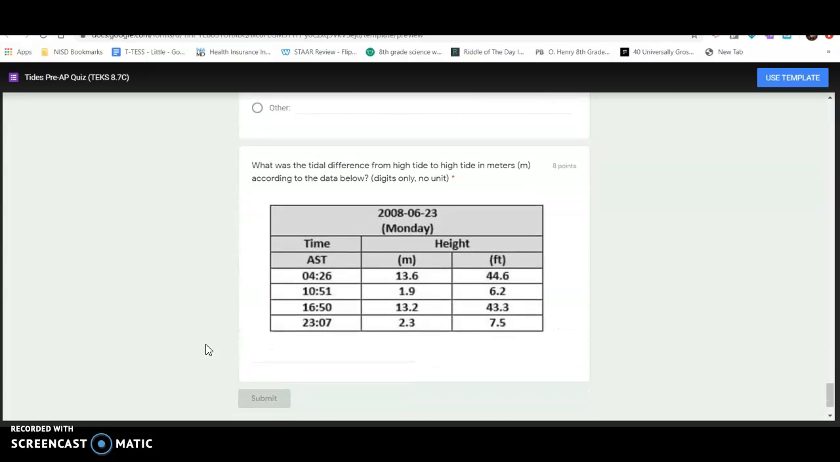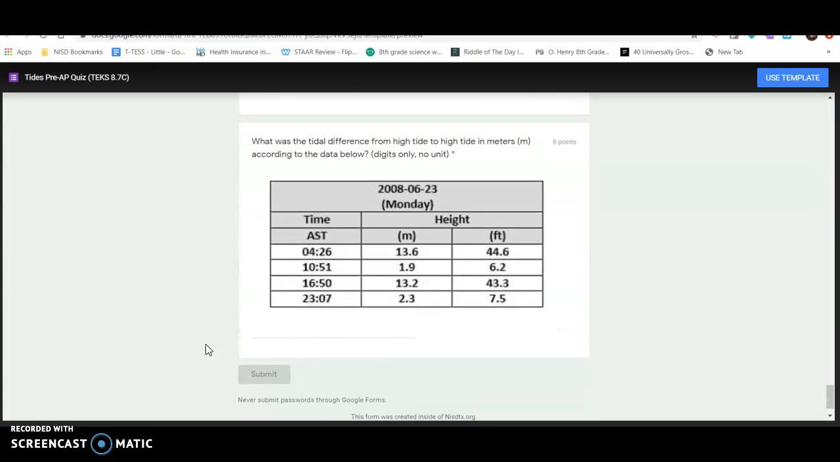Next question. What was the tidal difference from high tide to high tide in meters according to the table below? Remember, only use digits, don't use any units. Once you've gone and selected your answer, make sure you go ahead and click Submit. Again, if your score is less than a 70, make sure you go back through the resources and reattempt. Otherwise, you are finished with your pre-AP quiz over tides.